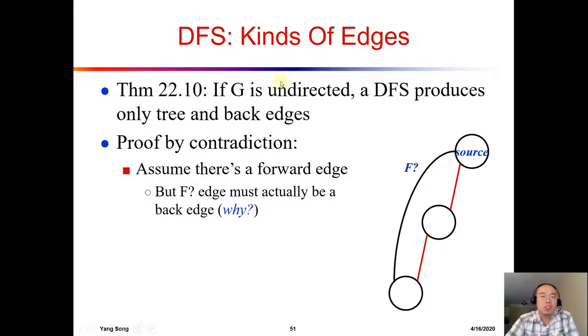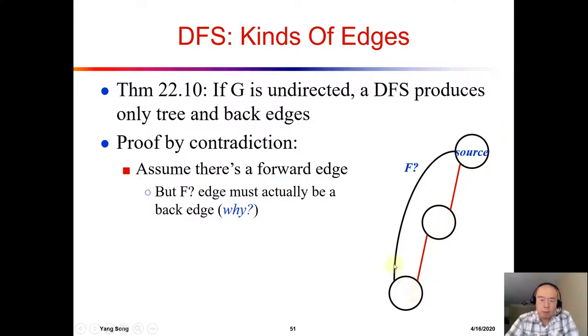If the graph G is undirected, then the DFS will only produce tree edges and back edges. This means there won't be forward edges or cross edges if we are doing the DFS on an undirected graph. So let's draw one and see. If we want to do a DFS using this graph, and this is the source, this is a tree edge, another tree edge.